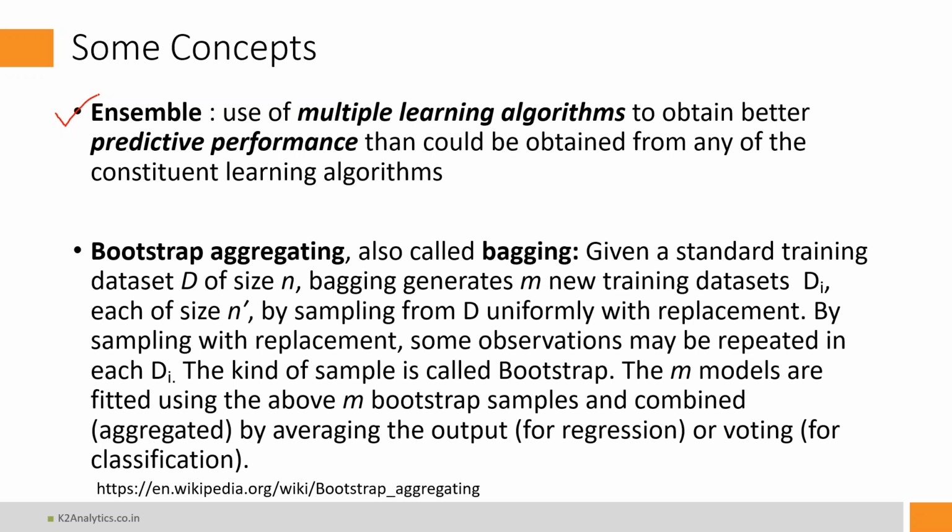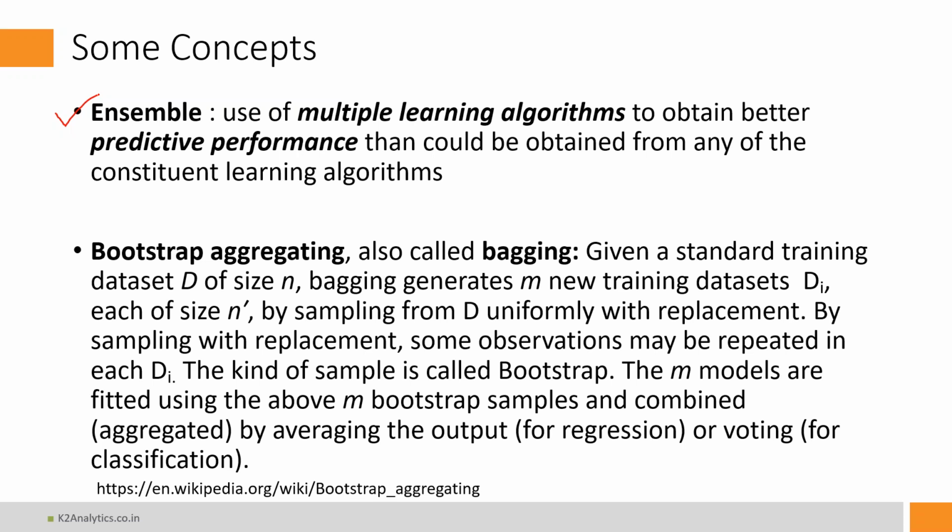Which means if I would have used only artificial neural network, my model performance would have been relatively weaker or poor compared to my model performance when I have used all the 5 machine learning techniques together in the ensemble. So this is the concept of ensemble modeling.